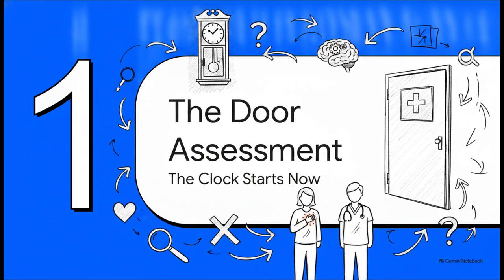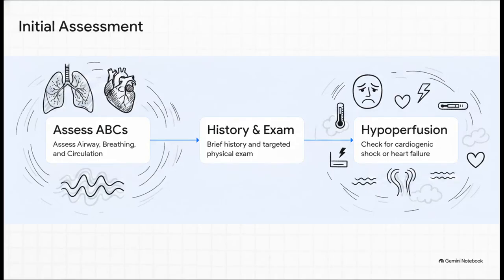Section 1. The door assessment. The clock starts now. The exact second this patient arrives, your first task is a rapid-fire assessment. You've got to secure responsiveness and those ABCs, airway, breathing, and circulation. Then, grab a brief targeted history. Are they showing signs of systemic hypoperfusion? Like, are they hypotensive or is their skin cool and ashen? Check for signs of heart failure too, like jugular venous distension or new pulmonary crackles. You need to identify these things instantly.